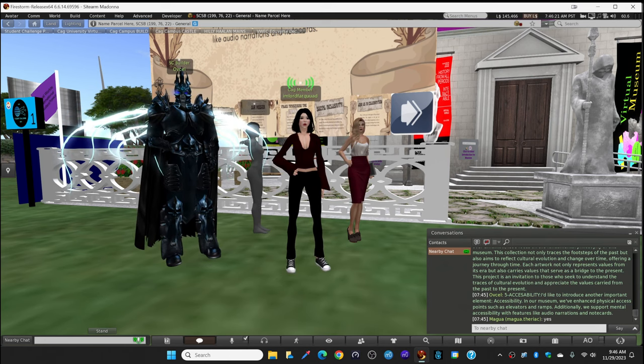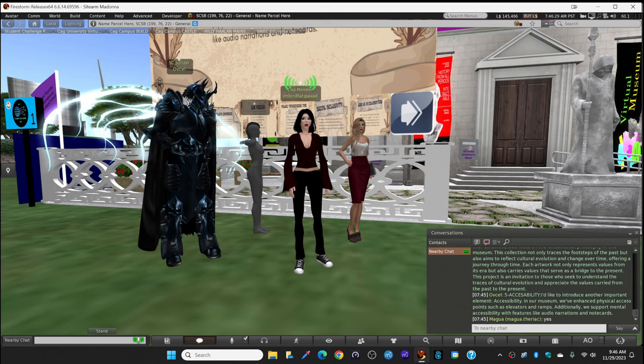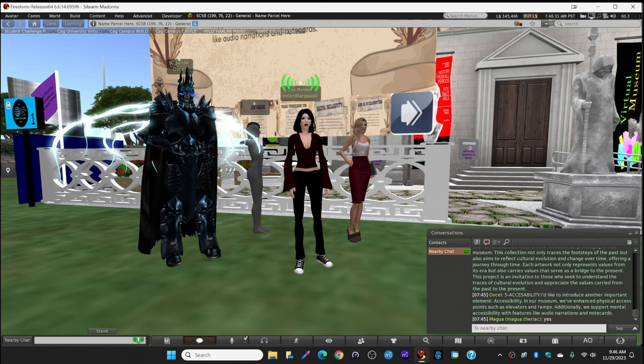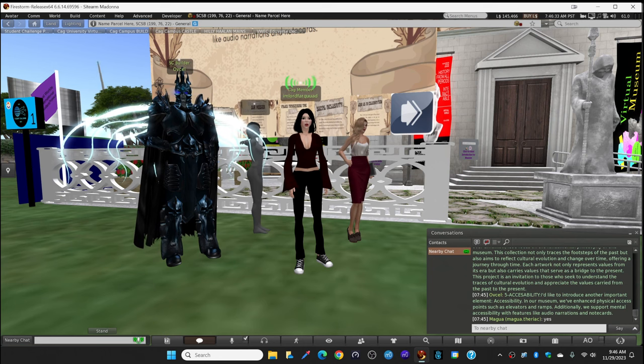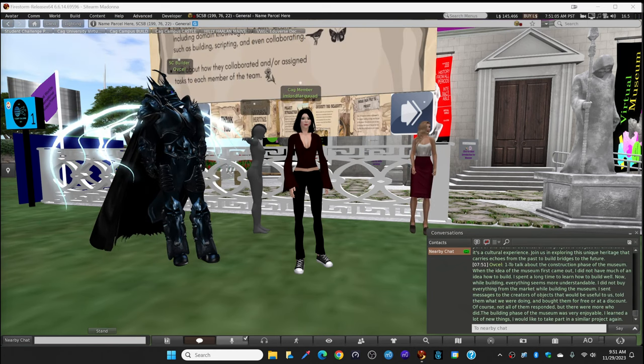Features such as elevators and ramps are not just physical elements, they symbolize our dedication to sculpting a space that extends a warm welcome to individuals of all abilities. Over time, these physical access points have become reflections of the values we carry from the past into the present.